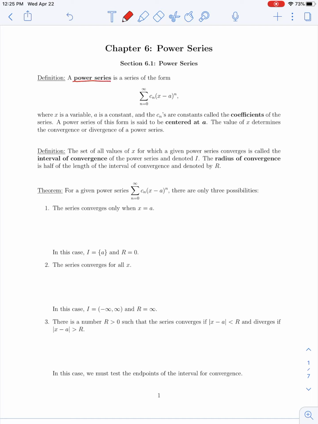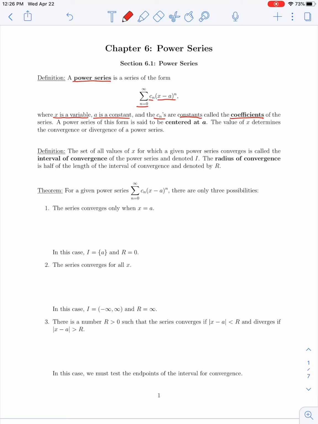So here, a power series is any series of the following form. The sum from n equals 0 to infinity, where our general term is given by c sub n times (x minus a) to the nth power, where x in this setting is a variable, a is a constant, and these terms c sub n are constants, which are referred to as the coefficients of this power series.